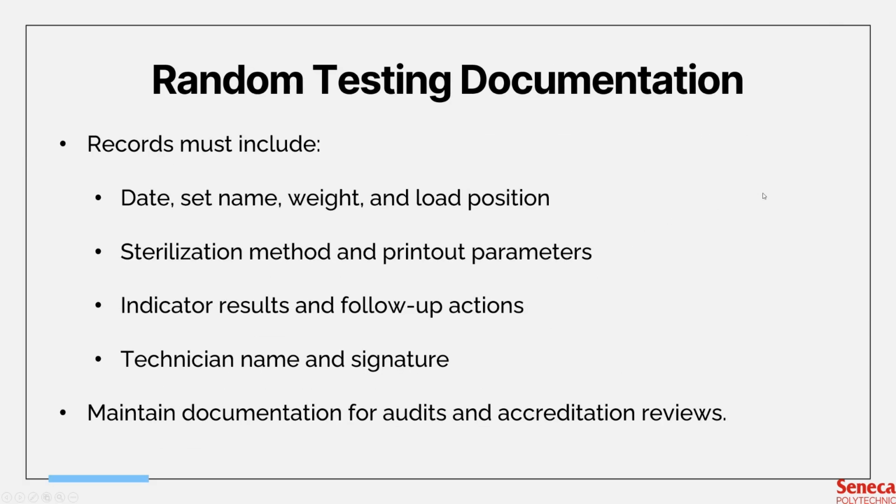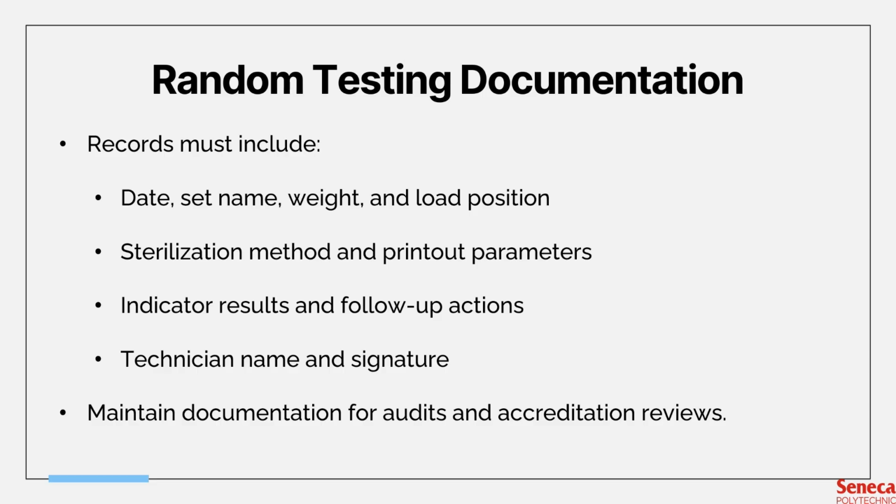So, random testing documentation. Documentation is critical for traceability purposes and accreditation compliance. Every random test recorded must include the date, the set name, weight, and load position. You have to include the load position within the sterilizer, top, middle, or bottom rack, since this can actually influence the results. You would have to list the sterilization method used and attach any printout parameters from the sterilizer.